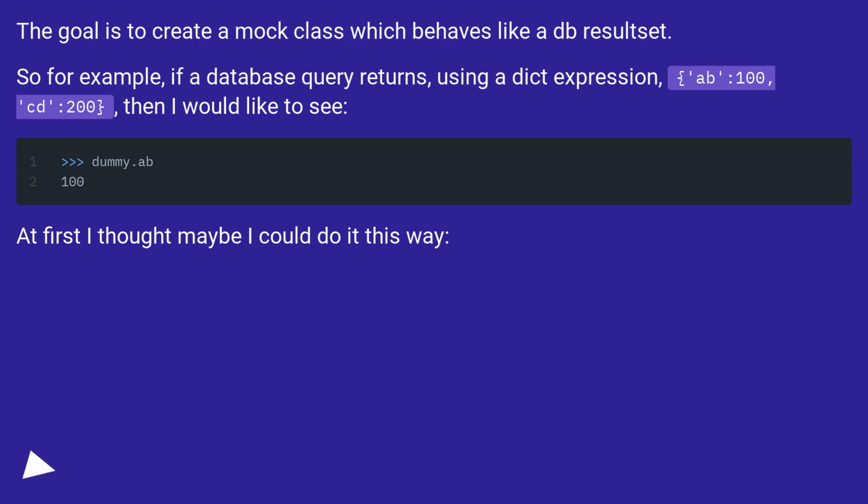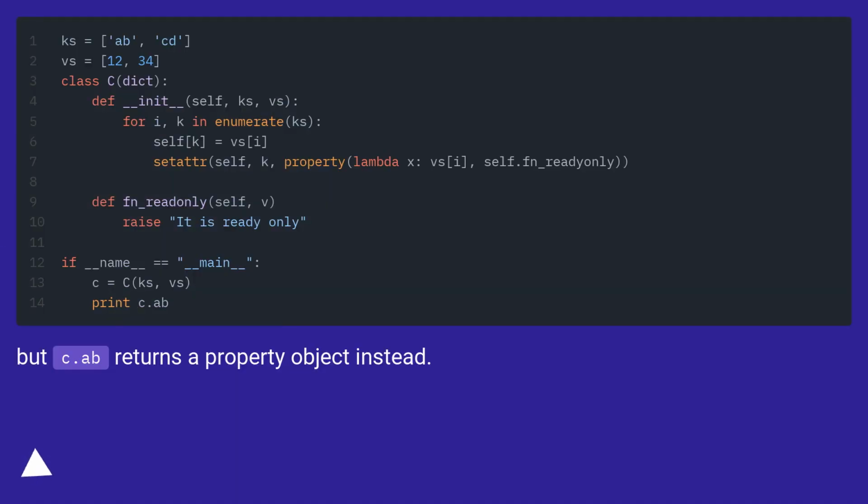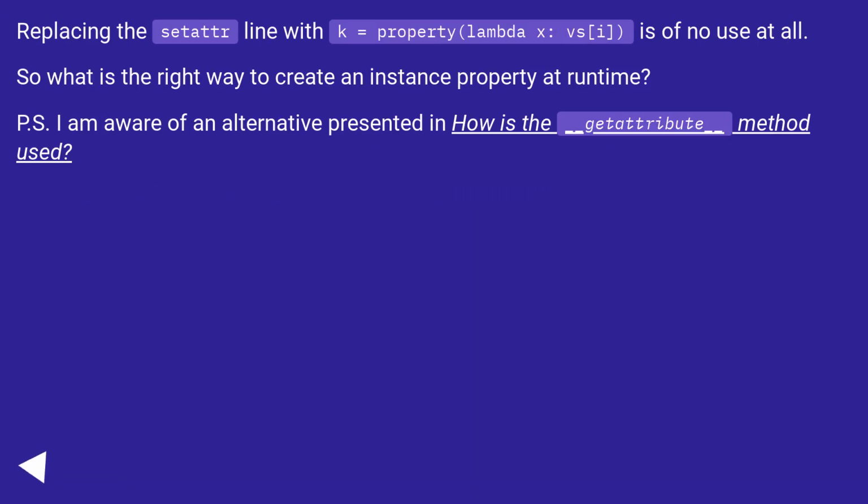At first I thought maybe I could do it this way. But c.add returns a property object instead. Replacing the setter line with k equals property lambda x column versus I is of no use at all. So what is the right way to create an instance property at runtime? PS I am aware of an alternative presented in how is the __getattribute__ method used.